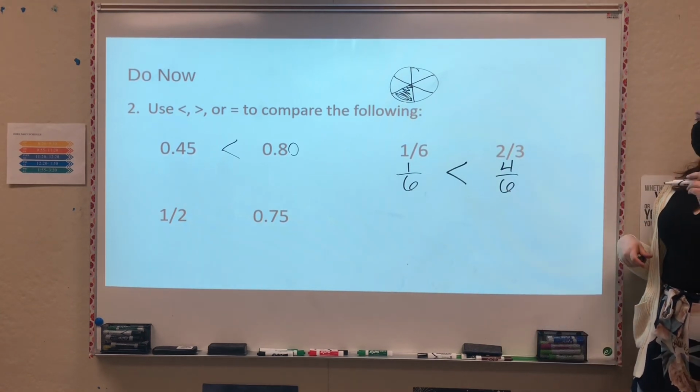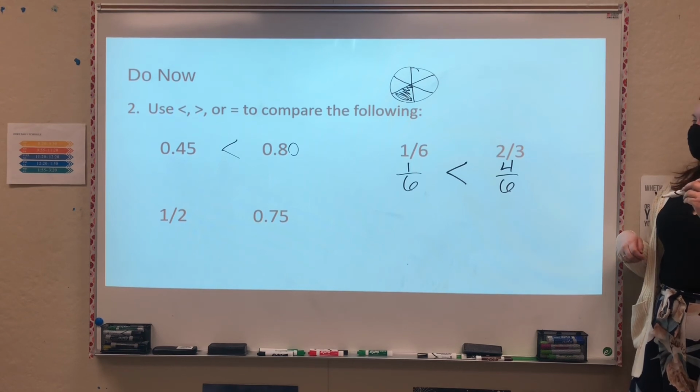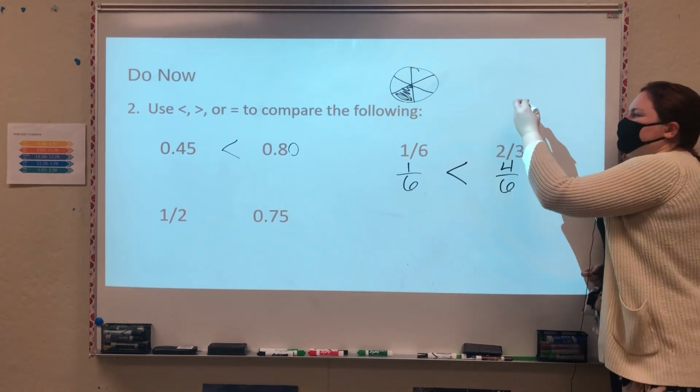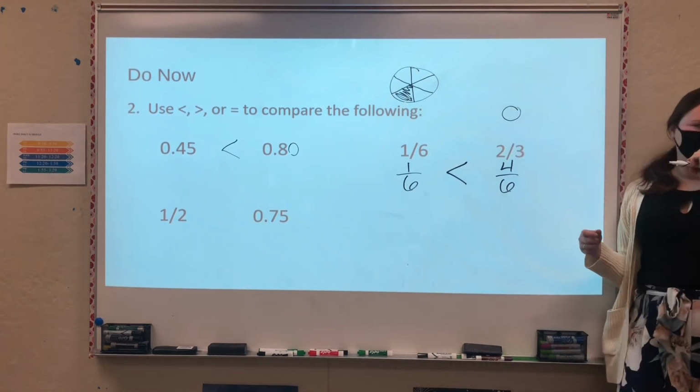What should I do over here? You just shade 4 more, right? Or you just draw another one. I'm going to draw another one because this is a separate fraction. When I draw my second circle, something like that?